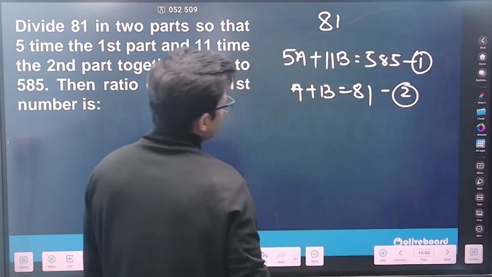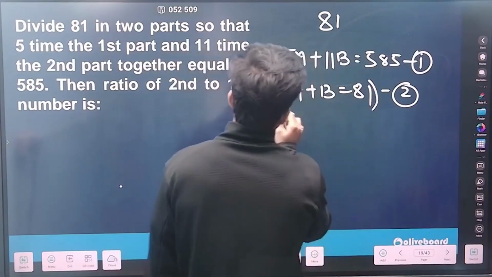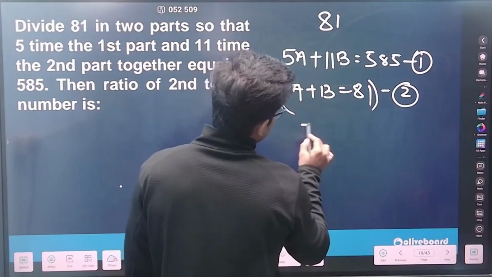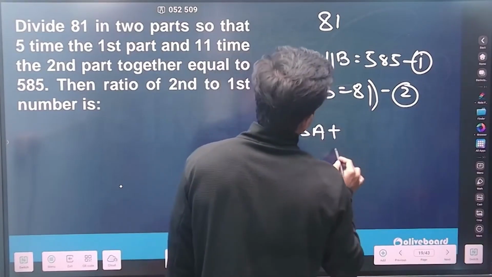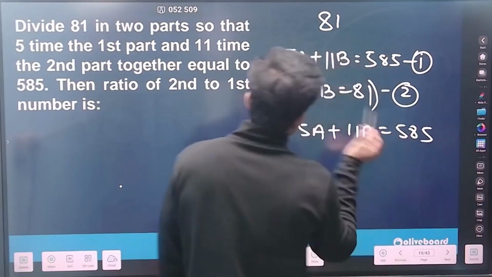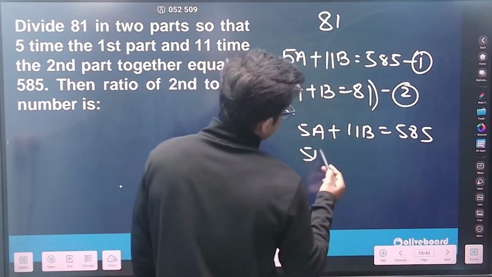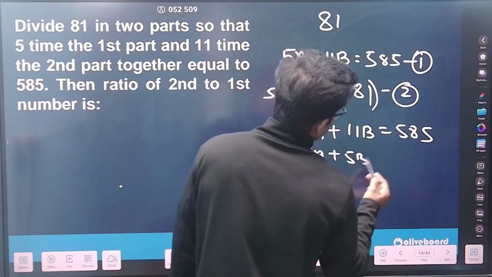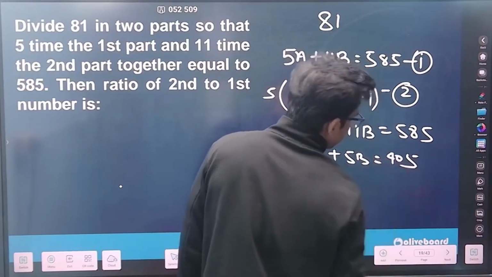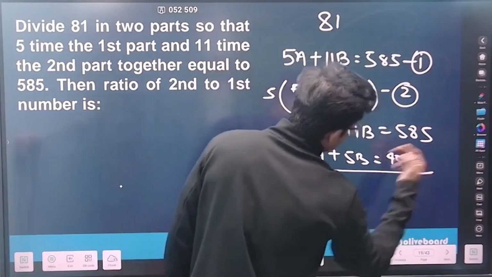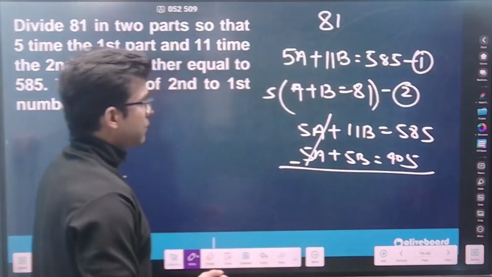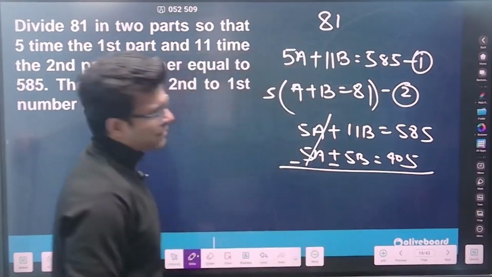But the point is that if I multiply this whole equation by 5, something will be done. How? The first equation will be as it is, 5A plus 11B is equal to 585. Now the second equation will become 5A plus 5B is equal to 5 ones are 5 and 5 eights are 40, which is 405. Now I can subtract, and this will cancel out. Now 11, this is minus. So can I say this would be 6B?